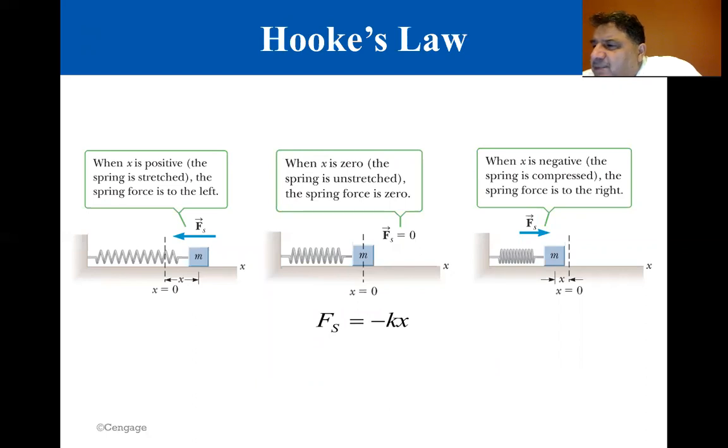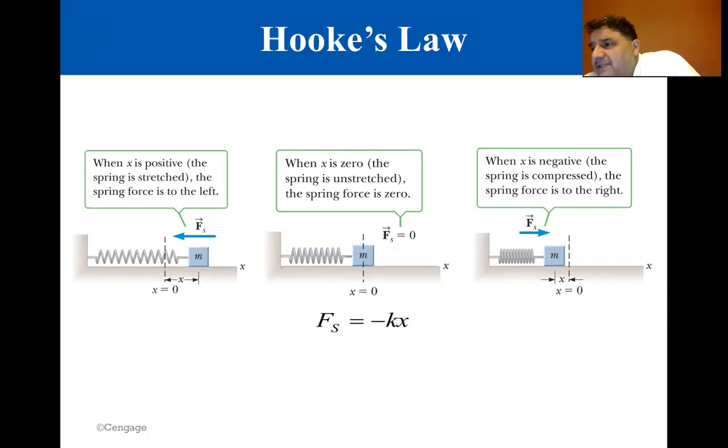where x is the displacement of the object from its equilibrium position, that is x equals 0, and k is a positive constant called the spring constant. This is known as Hooke's law. The value of k is a measure of the stiffness of the spring. Stiff springs have large k values, and soft springs have small k values. Notice the negative sign in the equation. It means that the force exerted by the spring is always directed opposite the displacement of the object.